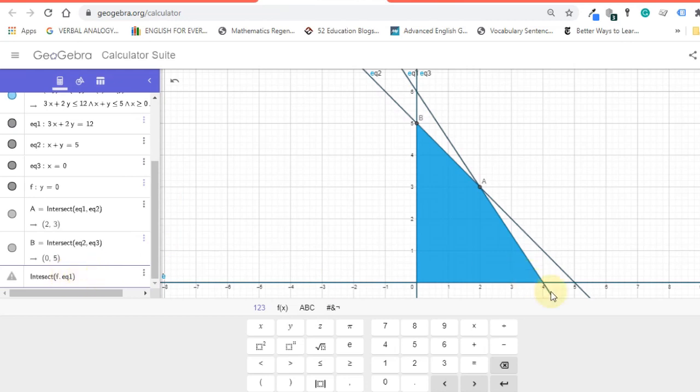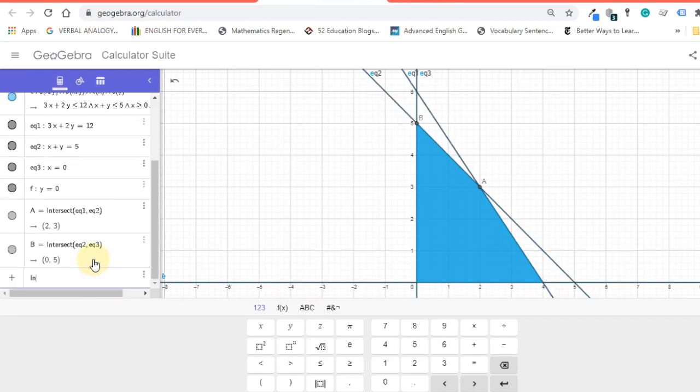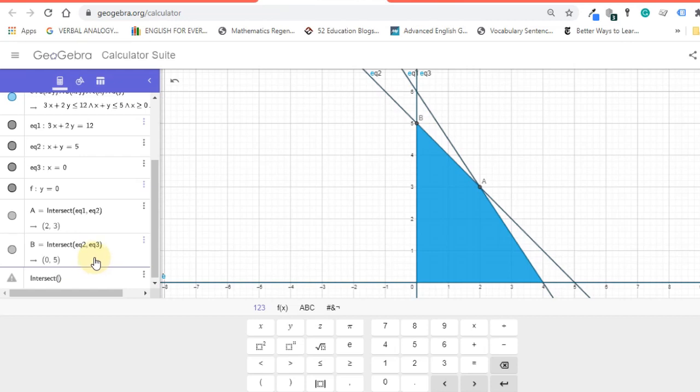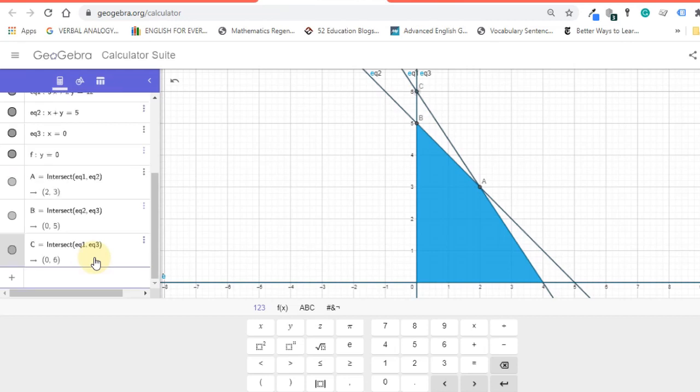I don't know why it's not working. Anyway, let's try intersect. What else? Equation 1 and 2, 2 and 3, 1 and 3. There you go.